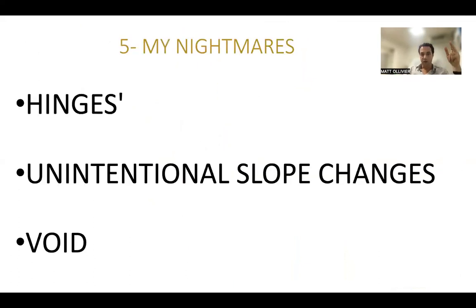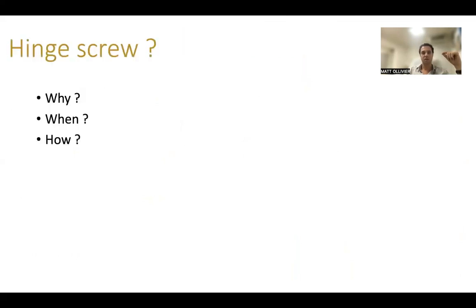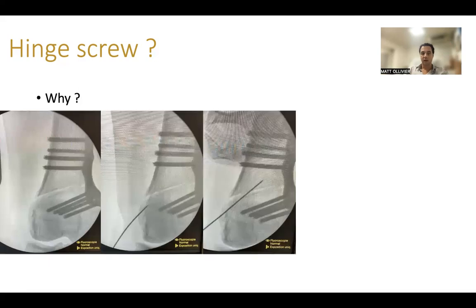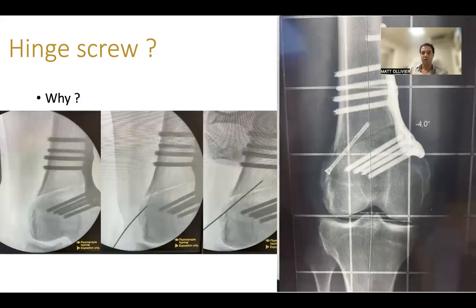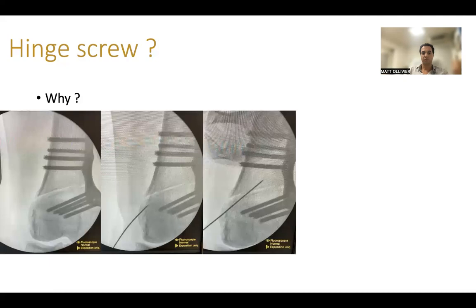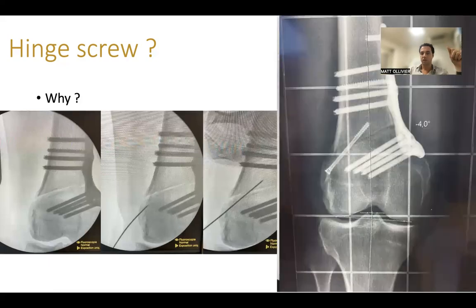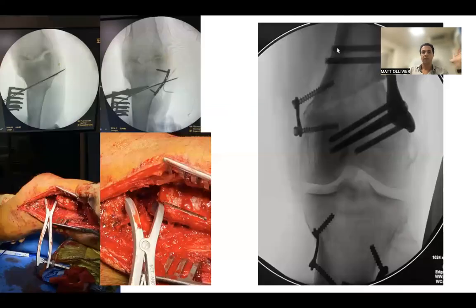My nightmares to conclude: hinges, I would say that it's a bad thing. Slope changing is the worst, and void is a very easy discussion. Do we need to fix the hinge? Yes, you need to fix it as soon as you think that you're in trouble. If you hear a crack, if you see something bad on X-ray, even if you're on the tibia, you fix it. Here, for example, my hinge was broken, and this is my pre-op immediate X-ray, putting a screw inside, post-op X-ray, fixed and healed, job done.